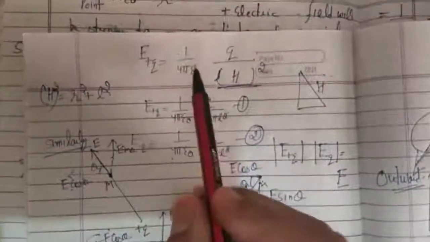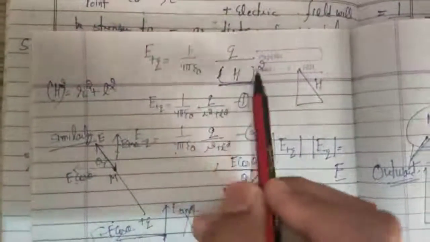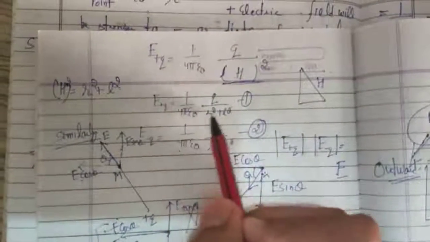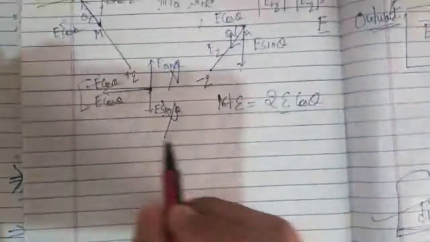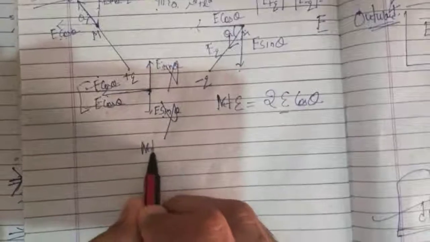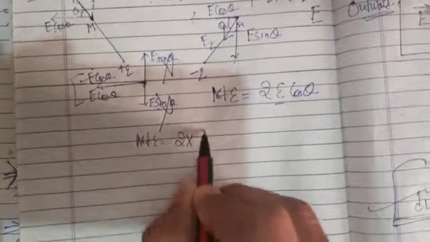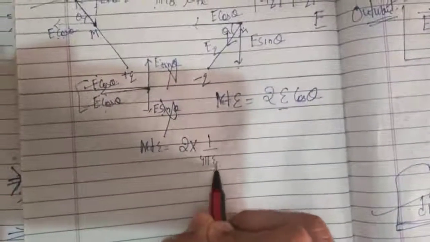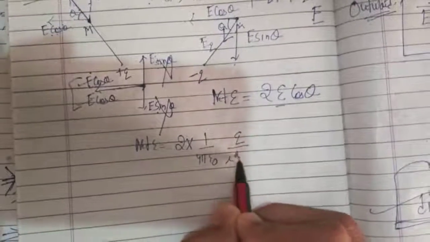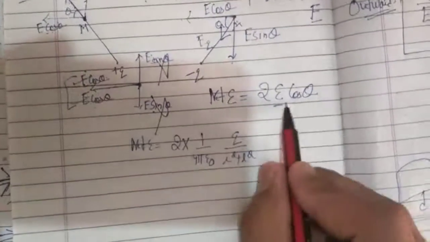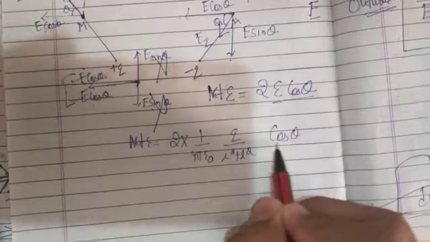So you know the value of this E. What is the value of E? 1 upon 4 pi epsilon naught Q upon hypotenuse square, 1 upon 4 pi epsilon naught Q upon r square plus L square. You will know this value. Net E is equal to 2 into 1 upon 4 pi epsilon naught Q upon r square plus L square, into cos theta. But you don't know the value of this cos theta. You have to find the value of cos theta.